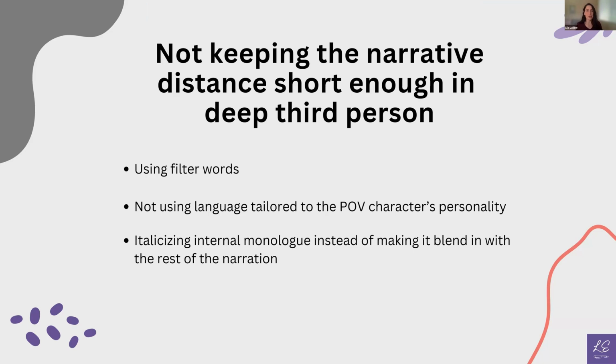And you don't need to italicize internal monologue or the point of view character's thoughts, because in deep third, it's almost like you're already just reading. Readers know that they're already reading the character's thoughts. The whole thing is what's going on in the character's mind.